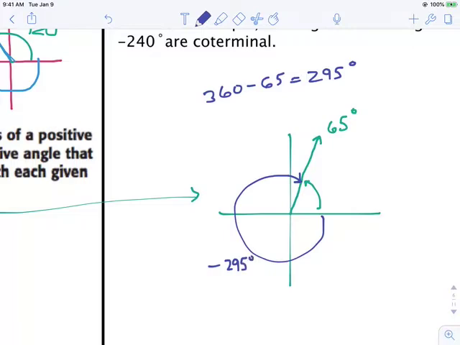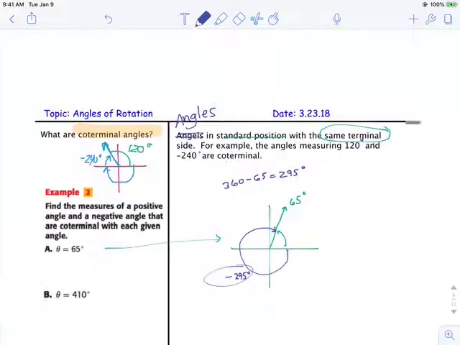Is that the only one? No. You can go another 360 degrees and you'd end up at the same place, right? Okay, so you could have either gone forward 360 degrees and you would have ended up at the same place, or you could have gone forward 720, or you could have gone forward 1080. So there's infinite many answers here, but this is one of them, and this is the first one. Okay.